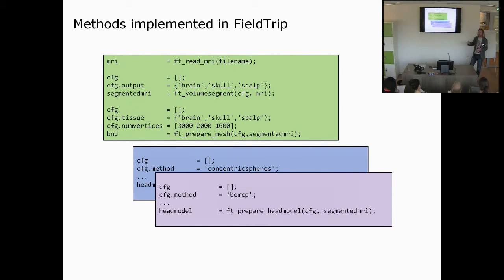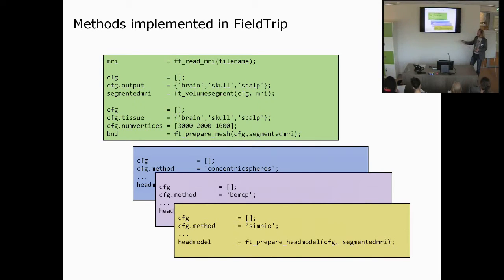It depends on external binaries. So it works relatively smoothly on Linux, but on Windows I've heard that it's a bit more difficult to install. But it is a more accurate method, a more accurate implementation. And if you want to use a finite element method, you would specify config method is Symbio, and you would again call FD prepare head model.